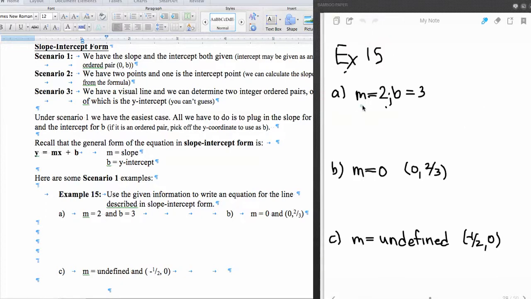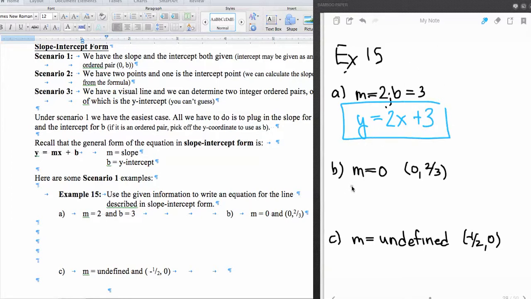So here are some scenario 1 examples. First off, if we're given the slope and the y-intercept handed to us on the silver platter, we're going to write y is equal to the slope times my x and then plus my b. And there couldn't be anything easier than that.